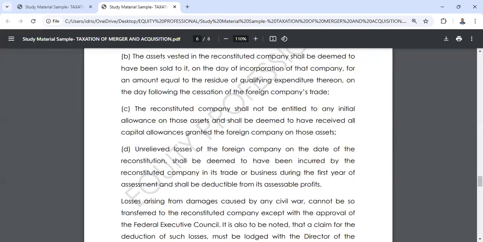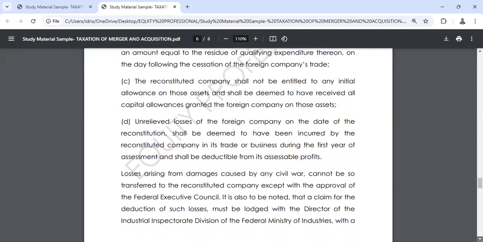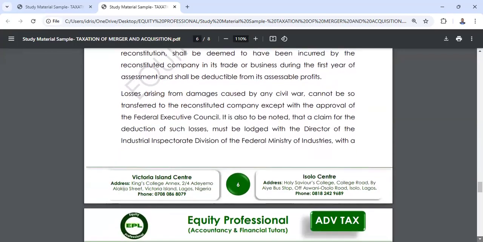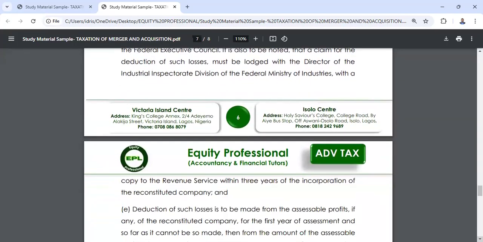But before you can claim those losses, you have to seek approval from the FRS. You have to notify the FRS about those losses. And that notification of certified losses must be made within 3 years after the date of reconstitution.